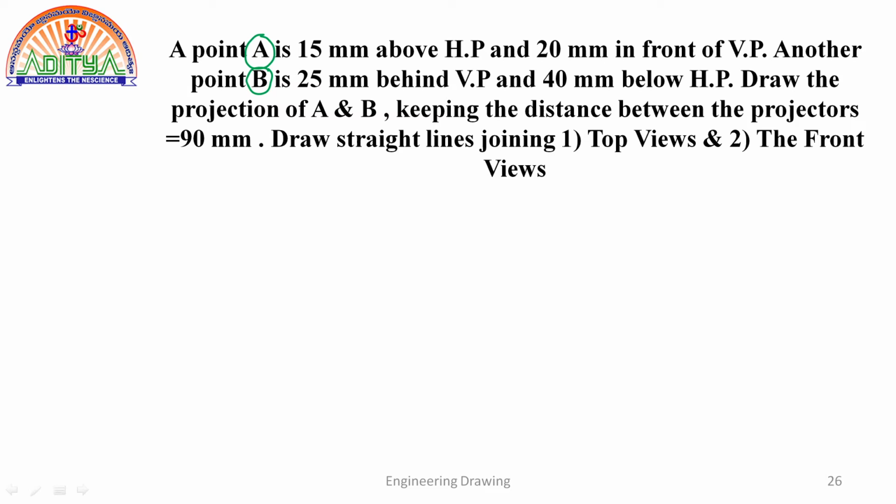So what we have to do is, first we have to read the question clearly. A point A is 15 mm above HP and 20 mm in front of VP. It is clear that point A is above HP and in front of VP. So above HP, in front of VP means where is point A located? Point A is located in the first quadrant, right side.